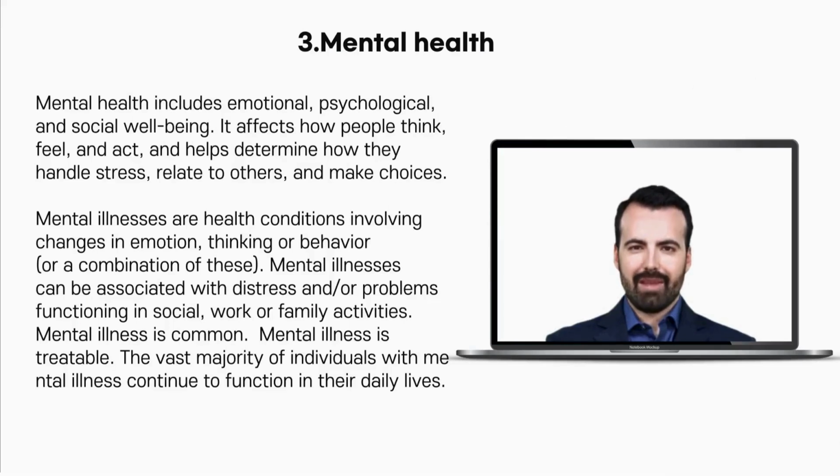Let's go to Sector 3 about mental health. See the definitions. Mental health includes emotional, psychological, and social well-being. It affects how people think, feel, and act and helps determine how they handle stress, relate to others, and make choices. Mental illnesses are health conditions involving changes in emotion, thinking, or behavior, or a combination of these. Mental illnesses can be associated with distress and/or problems functioning in social, work, or family activities. Mental illness is common. Mental illness is treatable. The vast majority of individuals with mental illness continue to function in their daily lives.